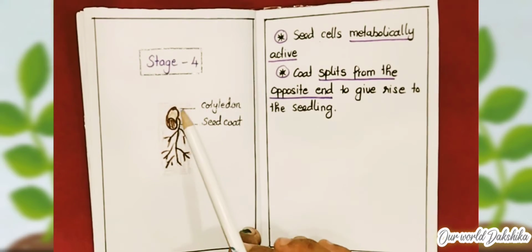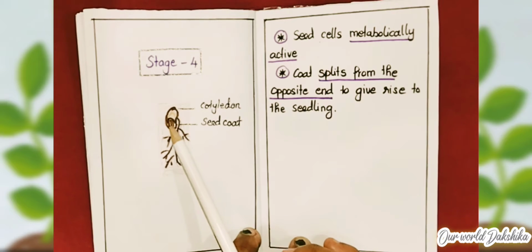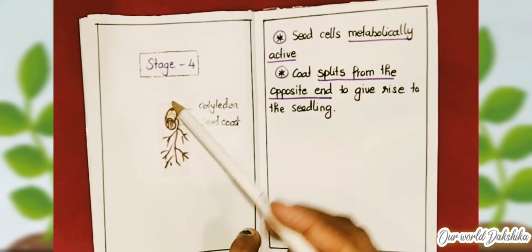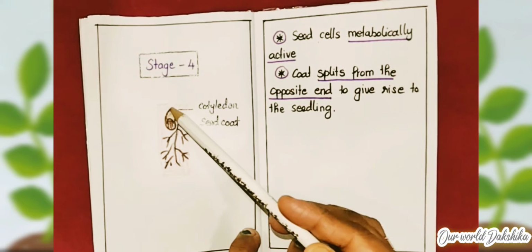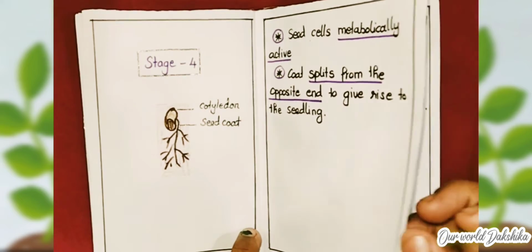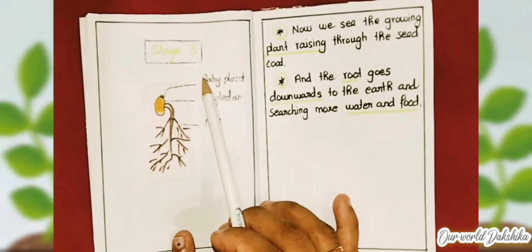This is stage 4. This is the cotyledon part. This one is the seed coat. The seed cells are metabolically active, then the seed coat splits from the opposite side to give rise to the seedling. This is stage 4. Next, stage 5.